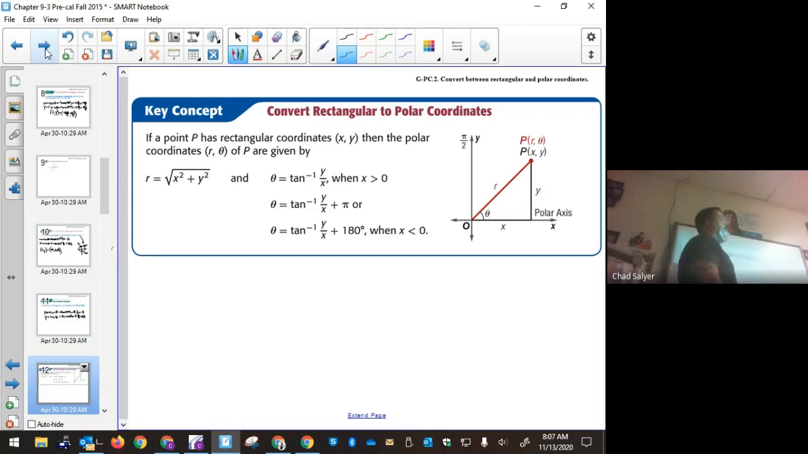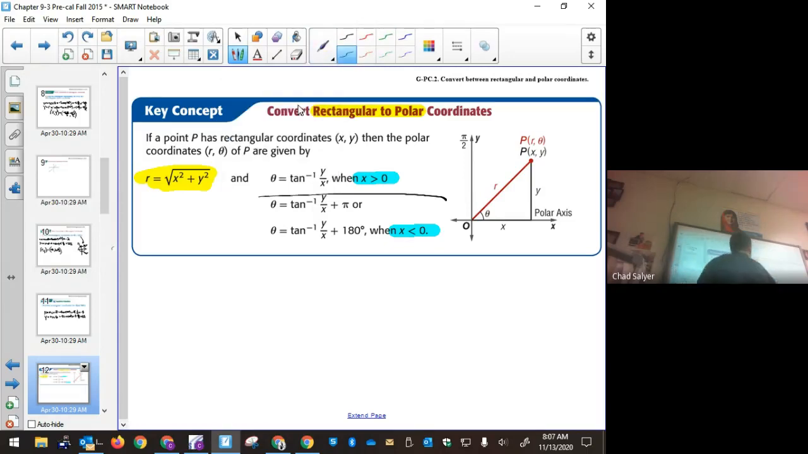We got a couple different scenarios here. So this is when we start with rectangular and we're going to polar. R is always this. But theta is going to depend on certain things. If x is greater than 0, or if x is less than 0.